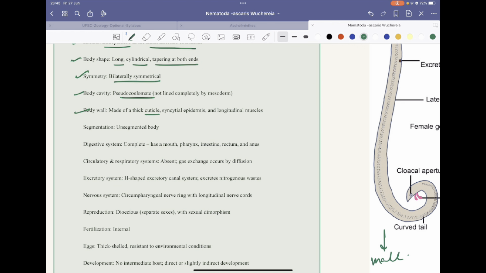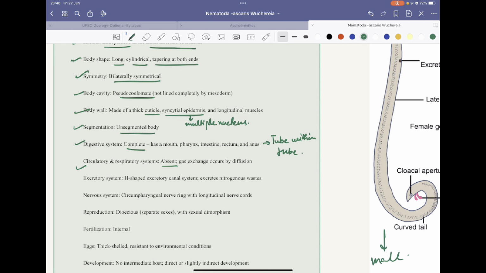Body wall is made up of cuticle. They have syncytial epidermis and longitudinal muscles. Syncytial epidermis means they have multiple nuclei in the epidermal cells. They have an unsegmented body and the digestive system is complete, a tube within tube system. Circulatory system is absent.